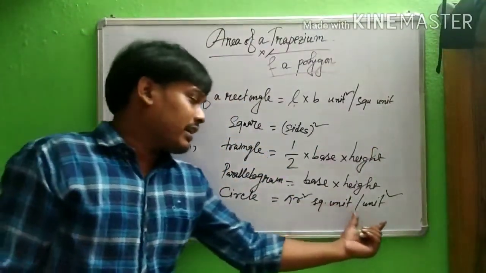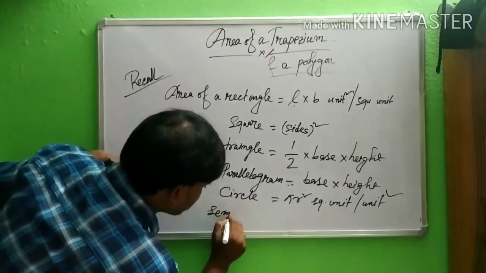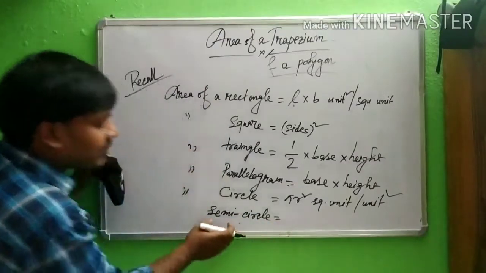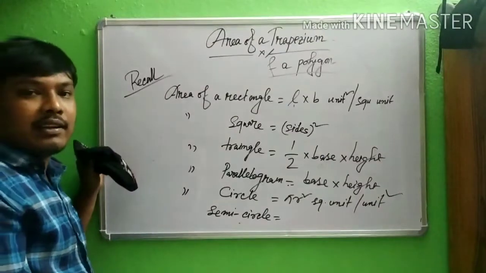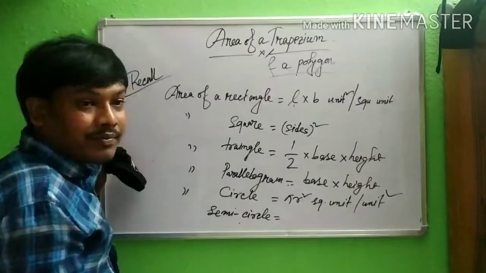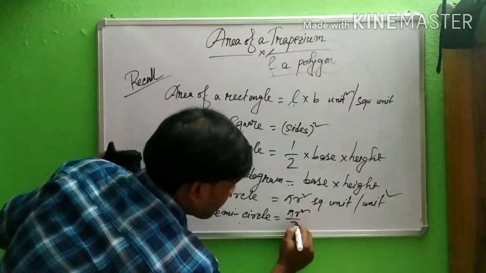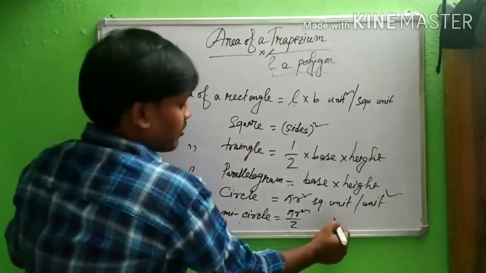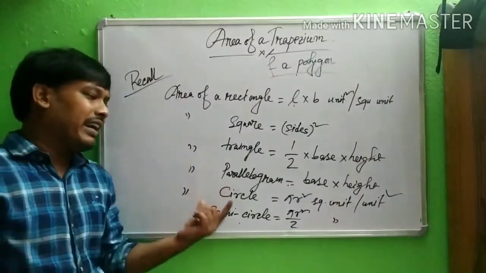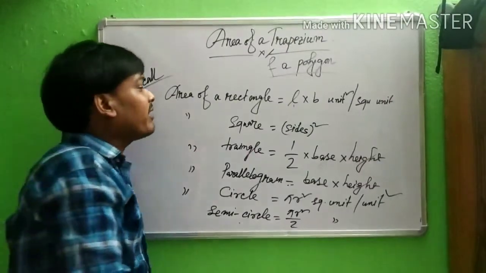So area of a circle, pi r square. Area of a semicircle, semi, that means half of the circle. So if the area of the total circle is pi r square, then what is the value of its half? Pi r square by 2. Okay. So these are the formulas related to areas. Now we will enter into the topic.